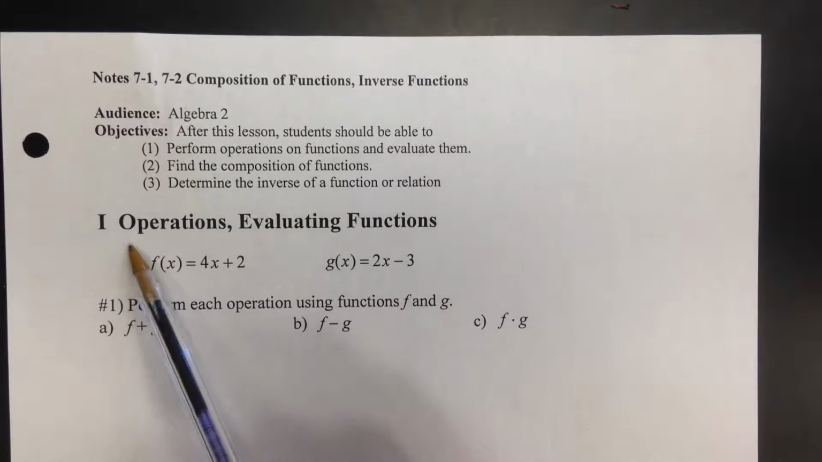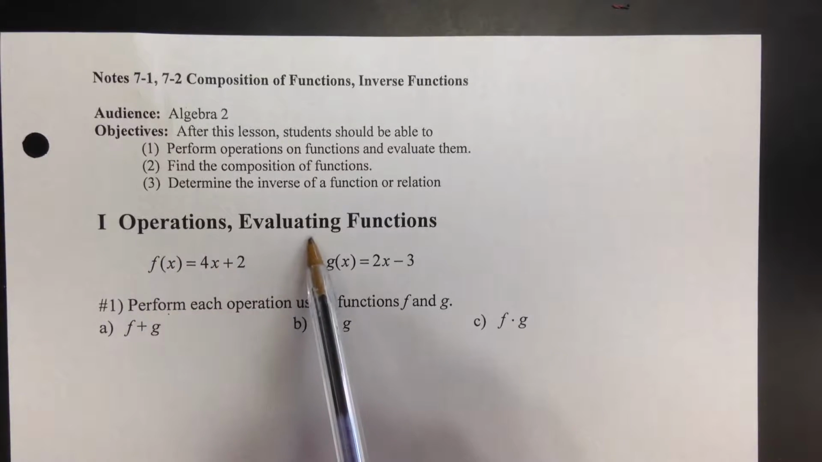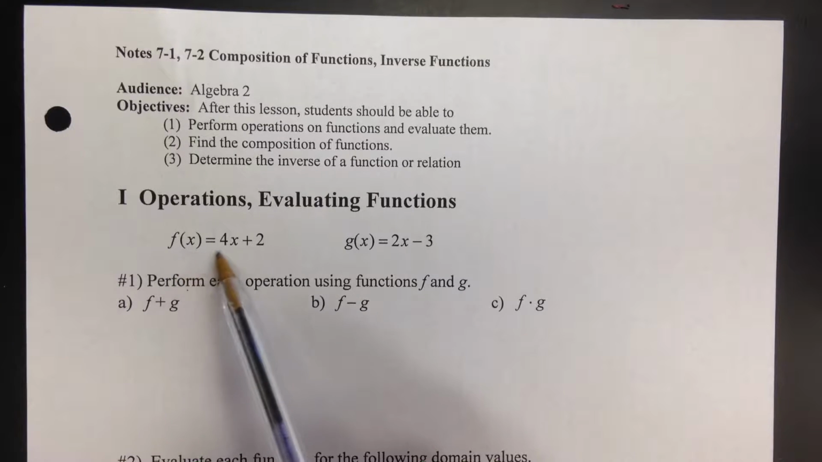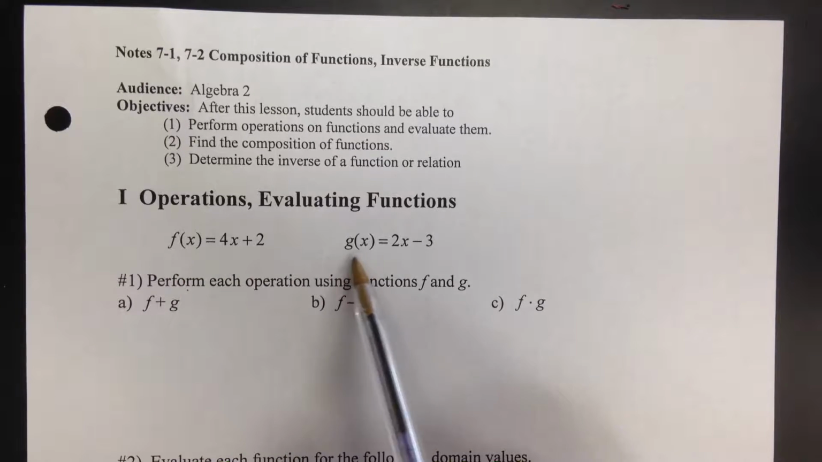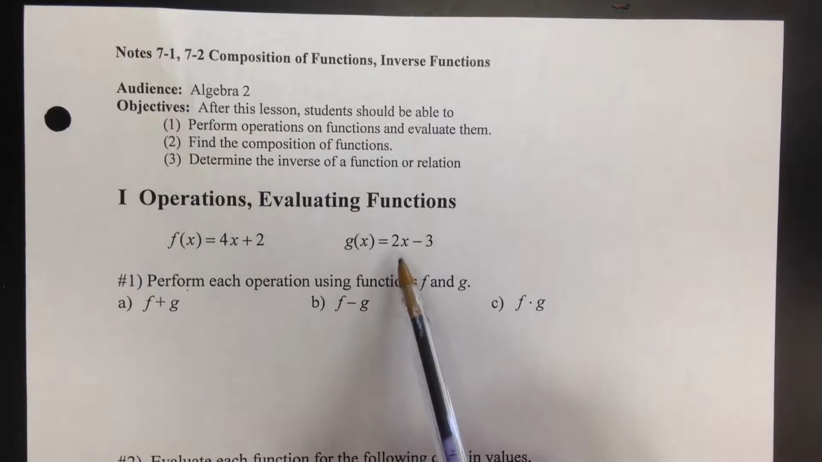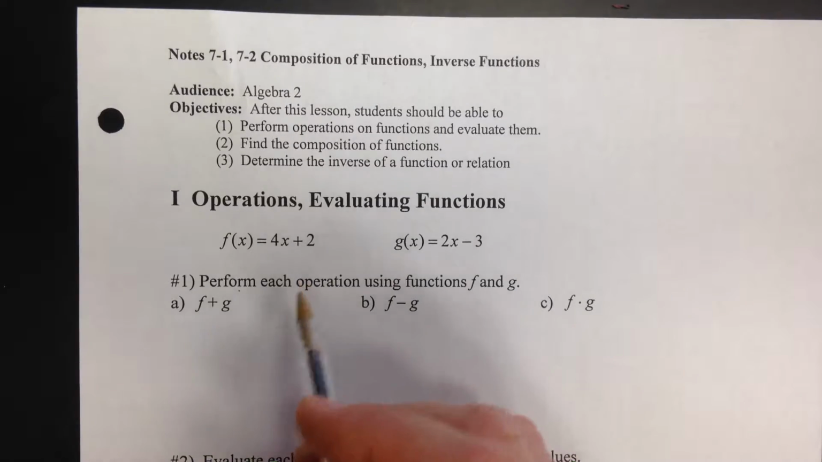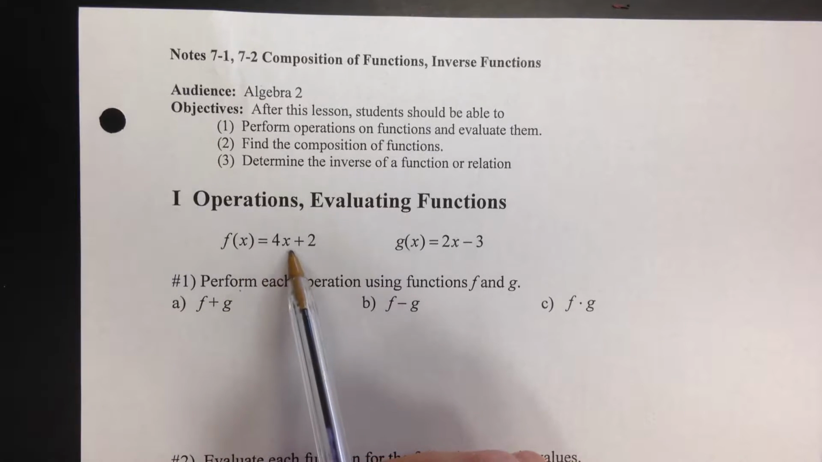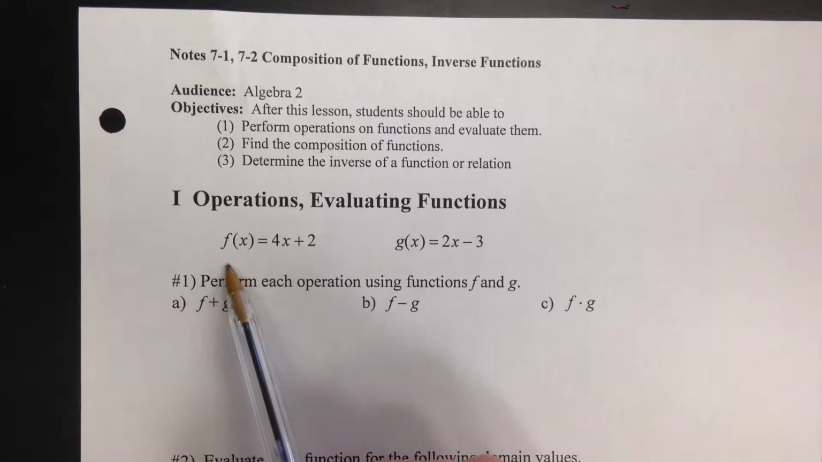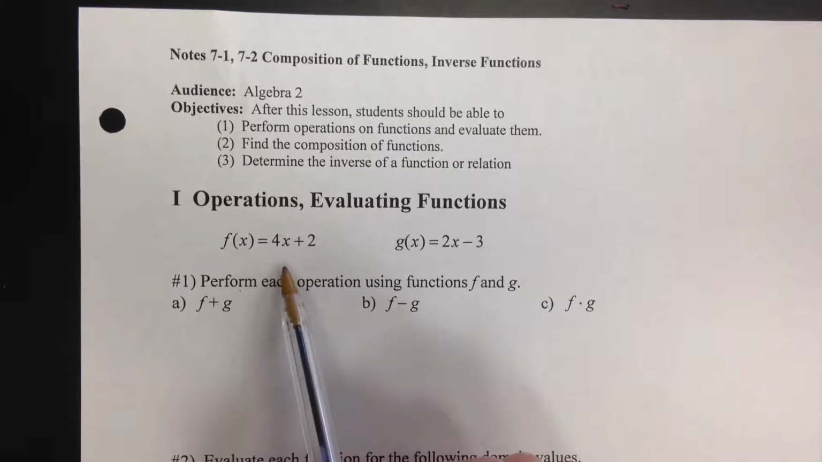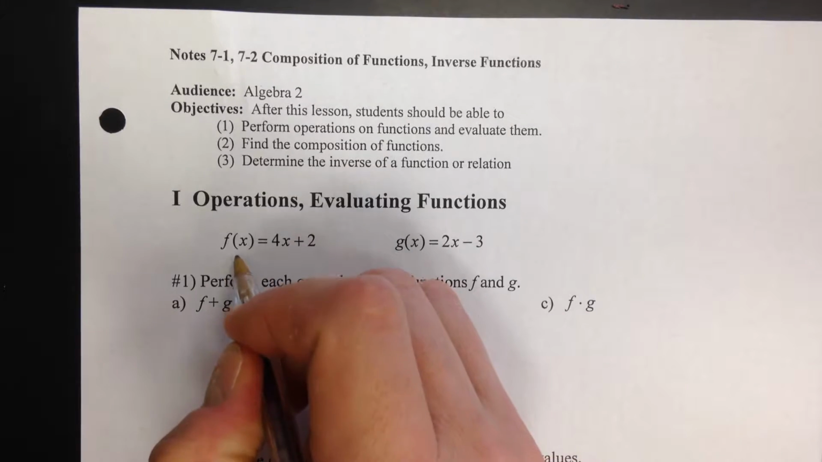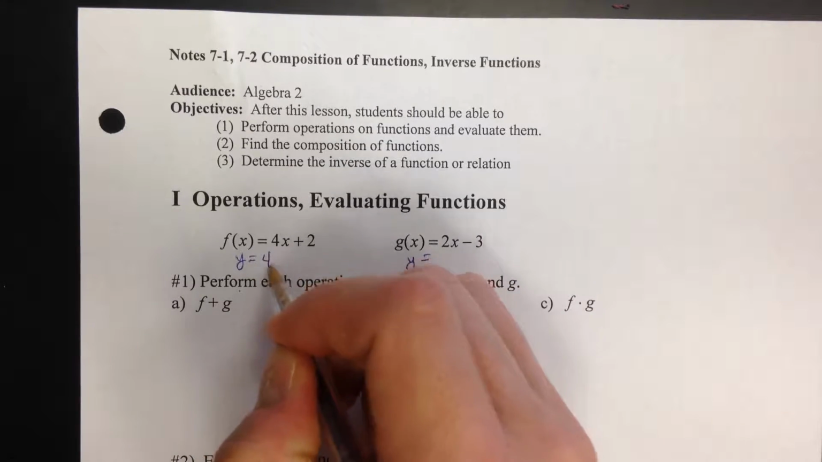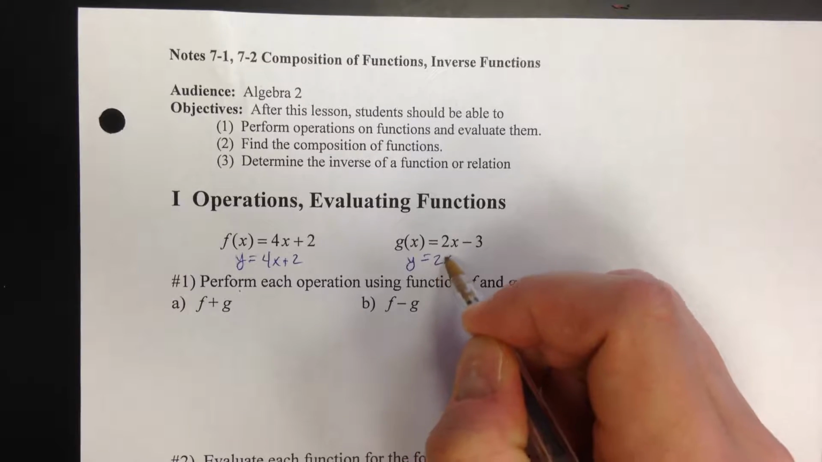So we're going to start with a review here on operations and evaluating functions. So let's say I give you two functions. f of x equals 4x plus 2 and g of x equals 2x minus 3. Now both of these, remember that a function is just a situation where you plug in a value for x and you get a value for y. And the idea is that the x values can never repeat for that. So this is the same thing as y equals. So this is y equals 4x plus 2 and this is y equals 2x minus 3.